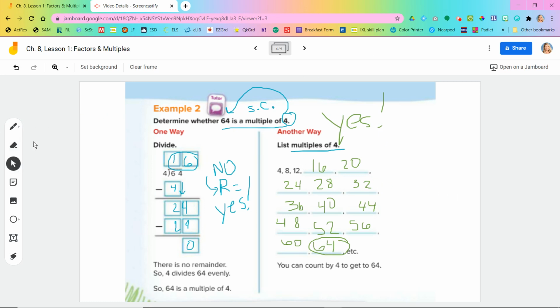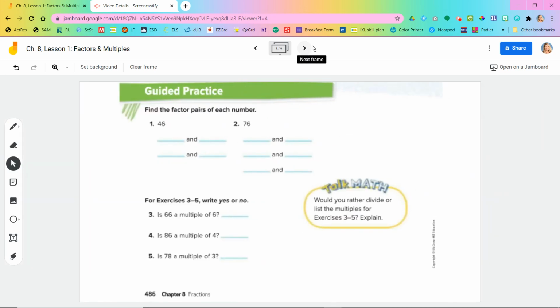All right, let's take a look at this guided practice. Again, this is the part where if you wanted to pause it and try your luck, you could. So let's look at finding the factor pairs of each number. Remember, we always want to start with 1 and go up whenever we're finding these factor pairs.